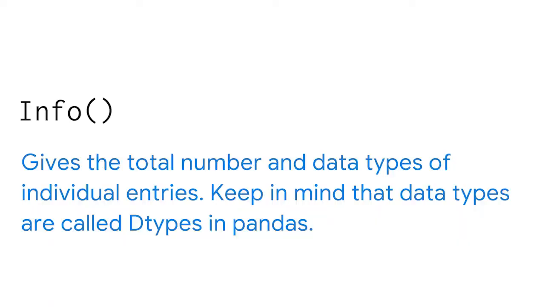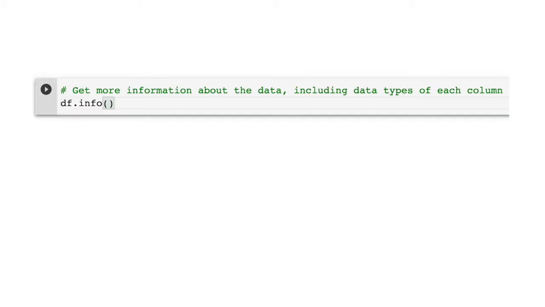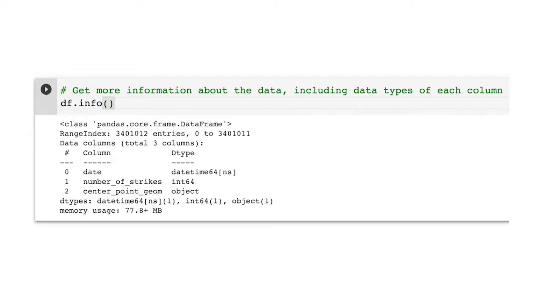We know the number of columns, but we also want to know how many rows of data we'll be working with. Another great EDA discovering tool is the info function. The method called info gives the total number and data types of individual entries. Keep in mind that data types are called dtypes in pandas. If we type df.info into our notebook and run it, we will get this output.